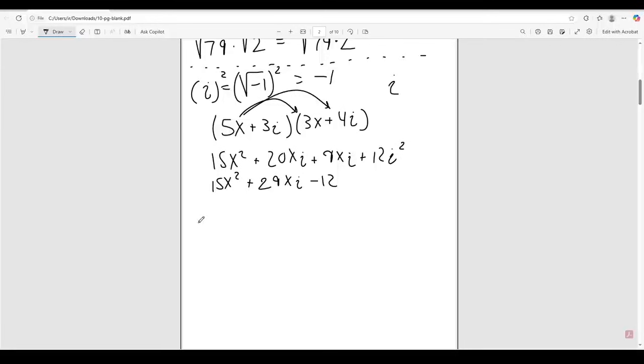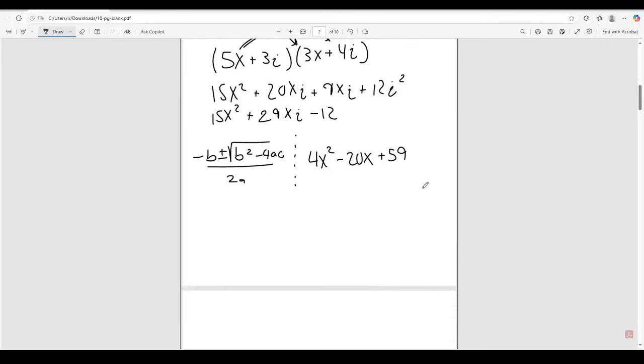So the quadratic formula is given to you as negative b plus or minus the square root of b squared minus 4ac, over 2a. If they ever ask you to find the roots of a problem like 4x squared minus 20x plus 59, and you can't factor it, meaning you can't find two numbers that multiply into 59 times 4 and add up to -20, then you'll revert to the quadratic formula.